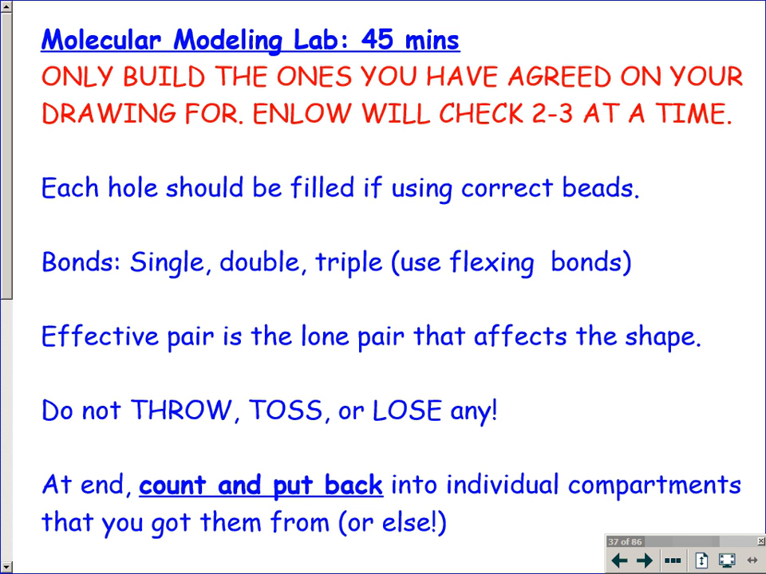Alright, please find a place to sit or stand or whatever. In 10, 9, 8, 7, 6, 5, your place where you are. 4, 3, 2, 1.